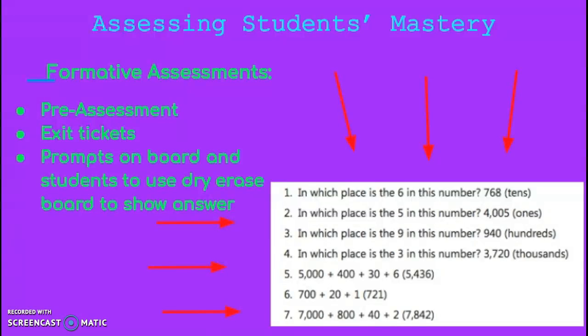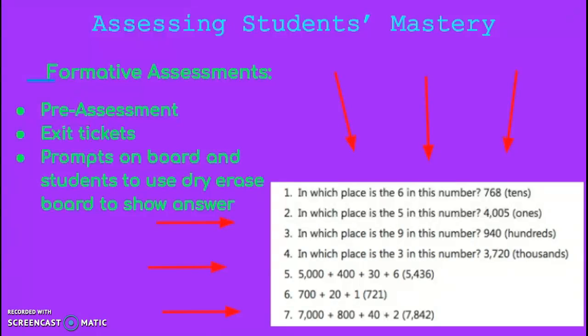Using formative assessments throughout the unit is helpful. So prior to starting this unit, I will give my students a form of pre-assessment to help guide my instruction of what students know and what I want them to learn. And this helps me differentiate and put them into groups, either heterogeneously or homogeneously. And after learning about place values, I will give each student an exit ticket to see if they understood the unit.